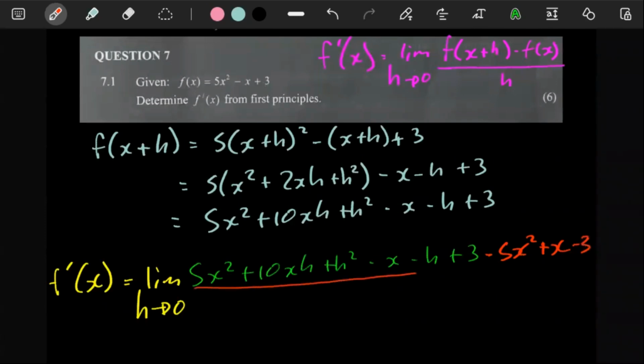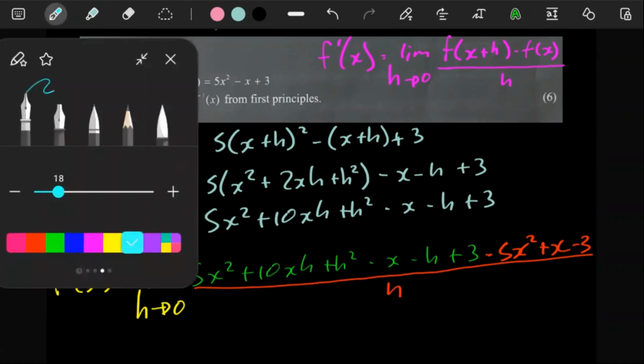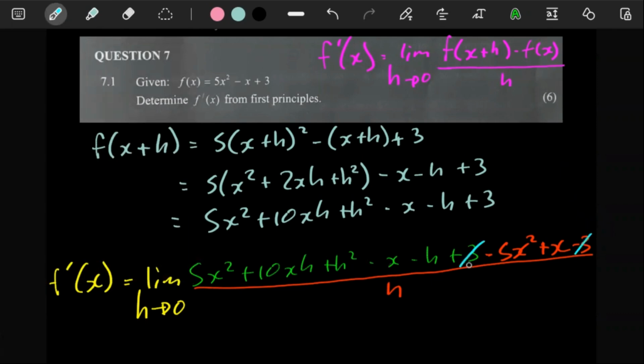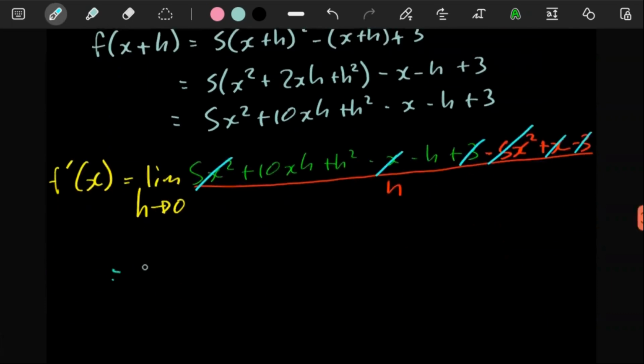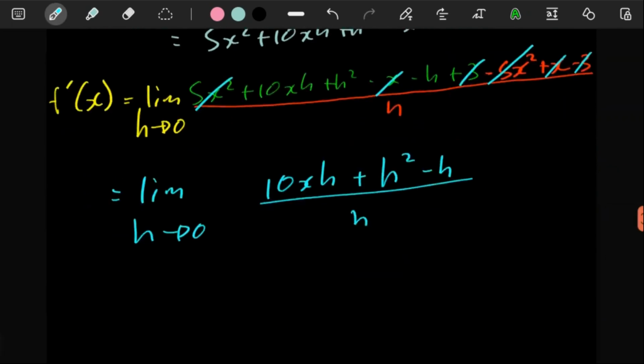Now the big idea here is everything that you're subtracting here needs to cancel out if you've done what you've done properly. So you see the minus 3 cancels the plus 3, the x cancels the x, the negative this cancels that. And then here you're going to have the limit as h goes to 0 of 10xh plus h squared minus h, the whole thing over h. If you take out h as a common factor, h goes out, right? It's going to be 10x plus h minus 1.